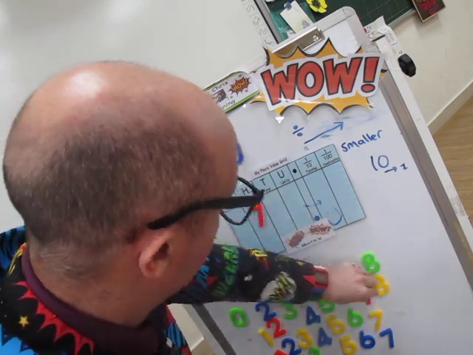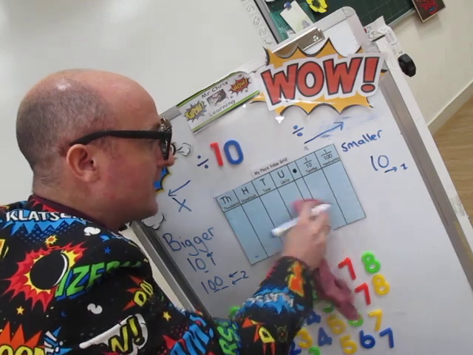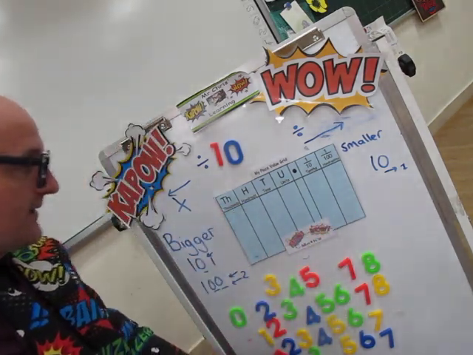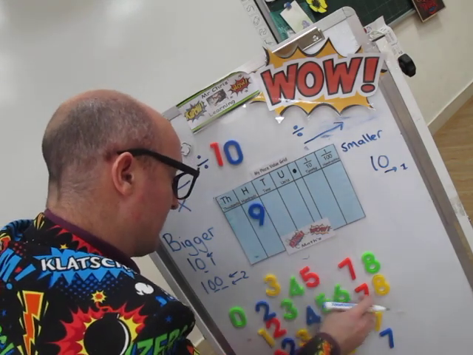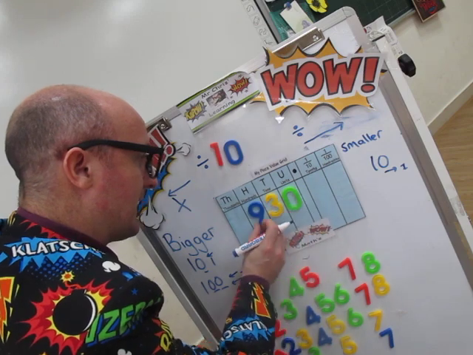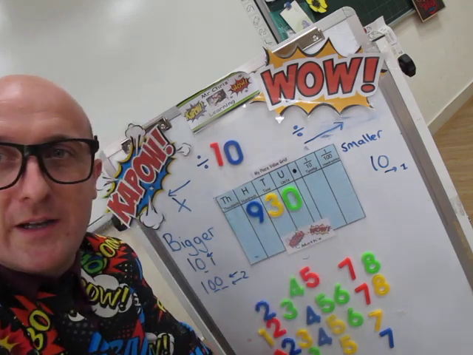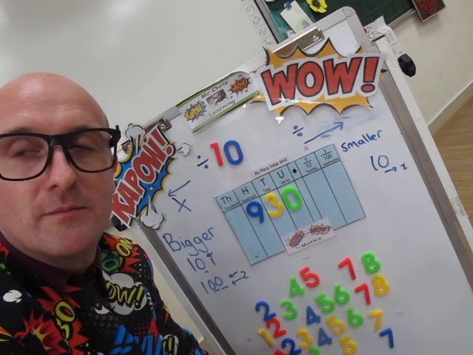So put our 7s there, make sure it's nice and neat. Mr. Chris, organised way is an organised mind. Okay, so let's do another one. Let's do 930. 930 divided by 10. Go. 3, 2, 1, 0.